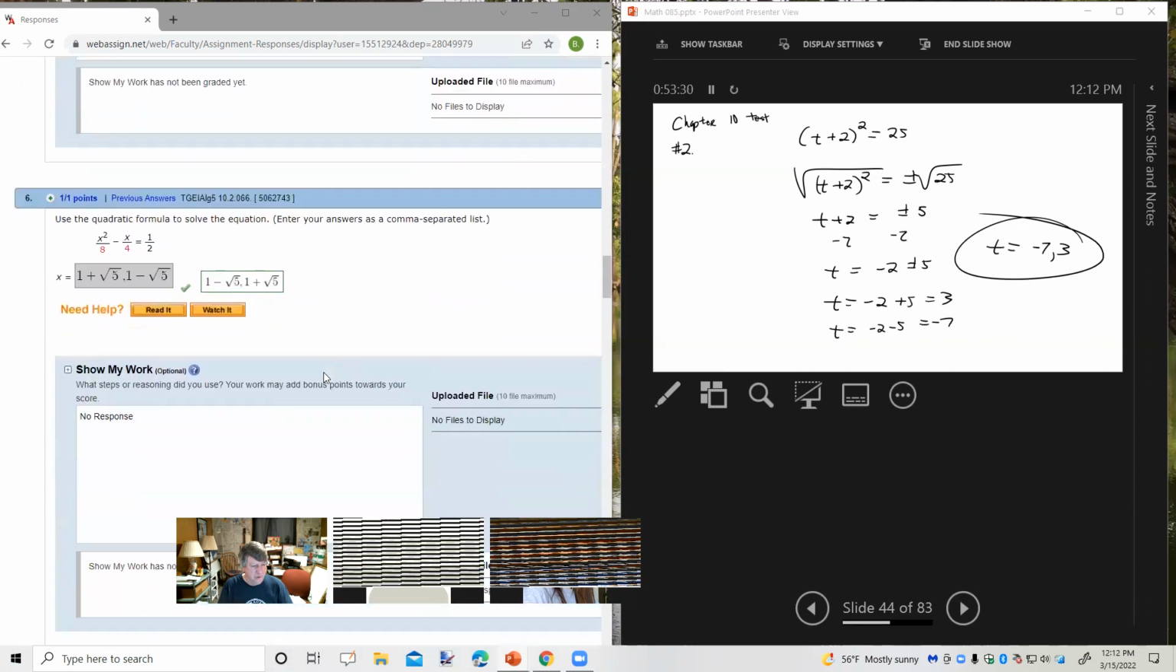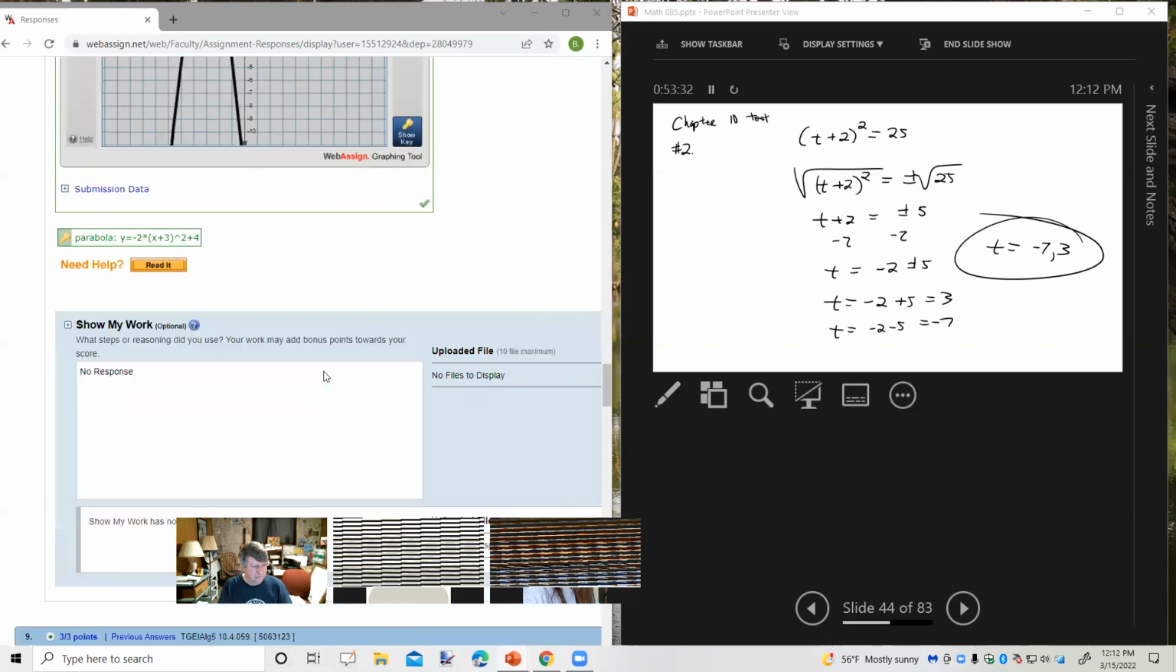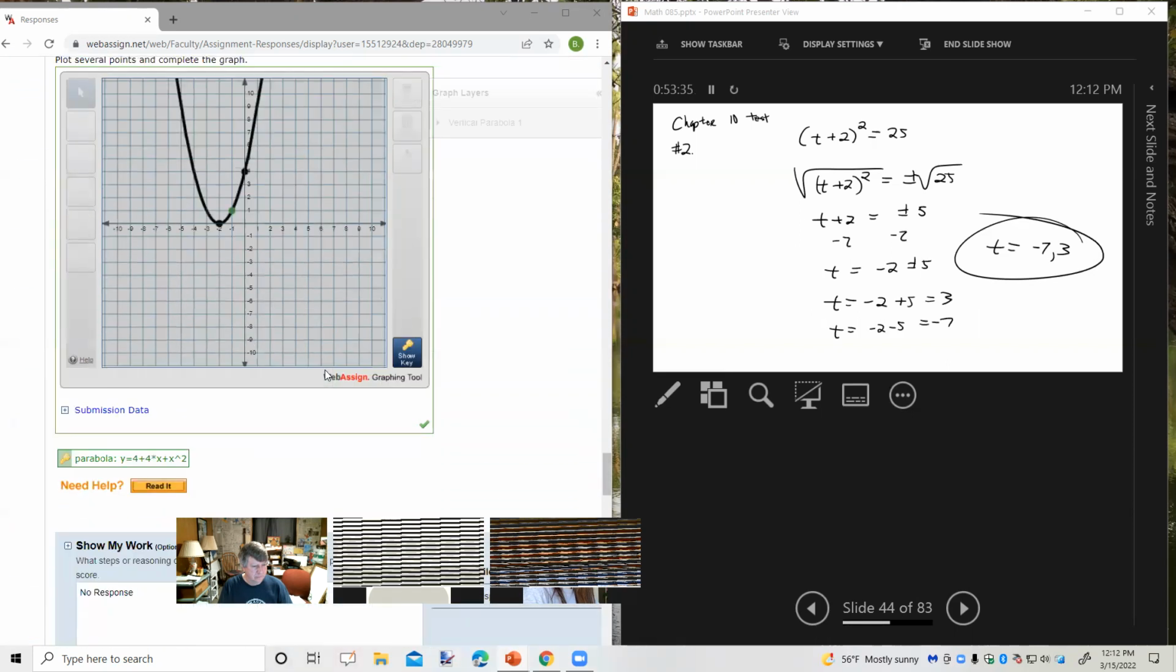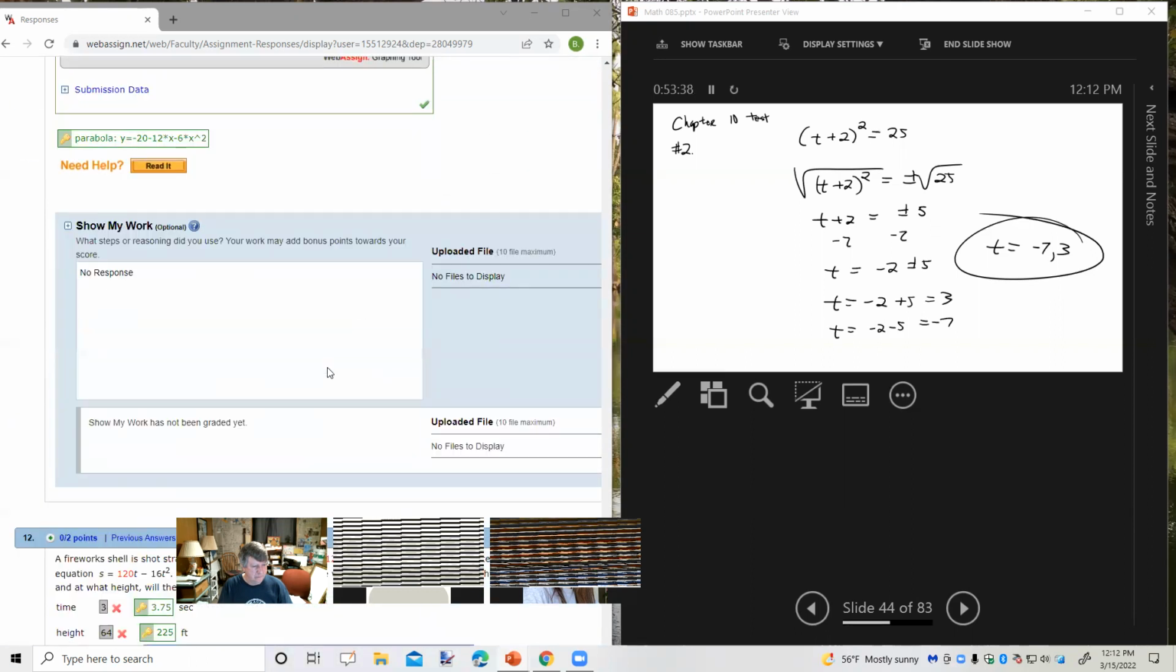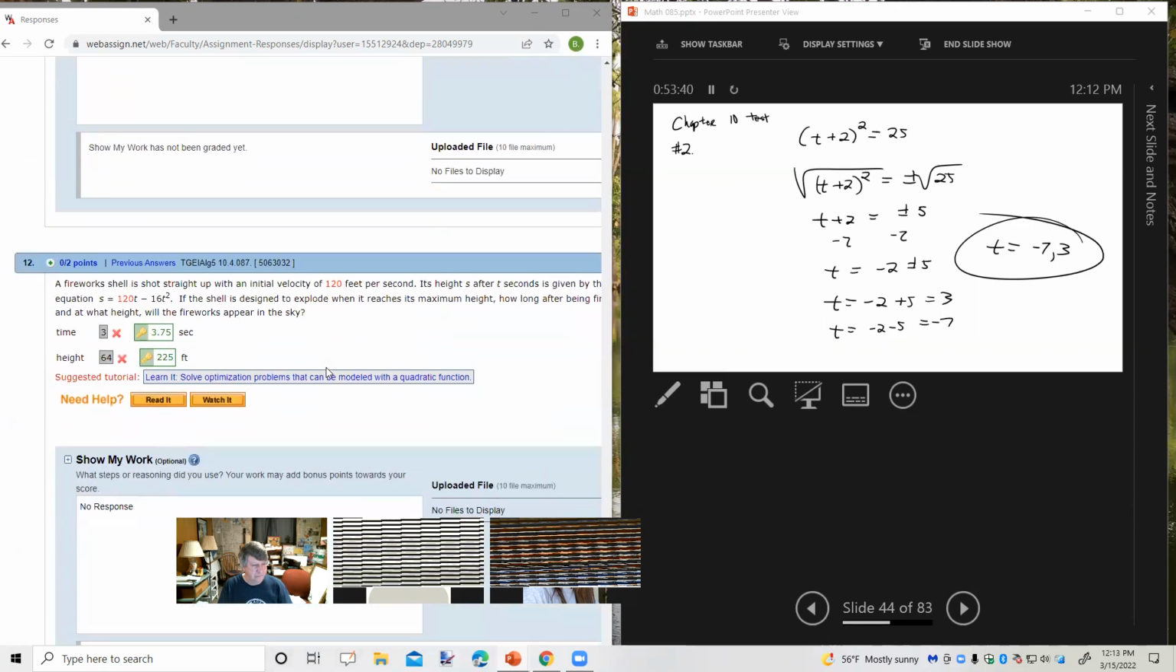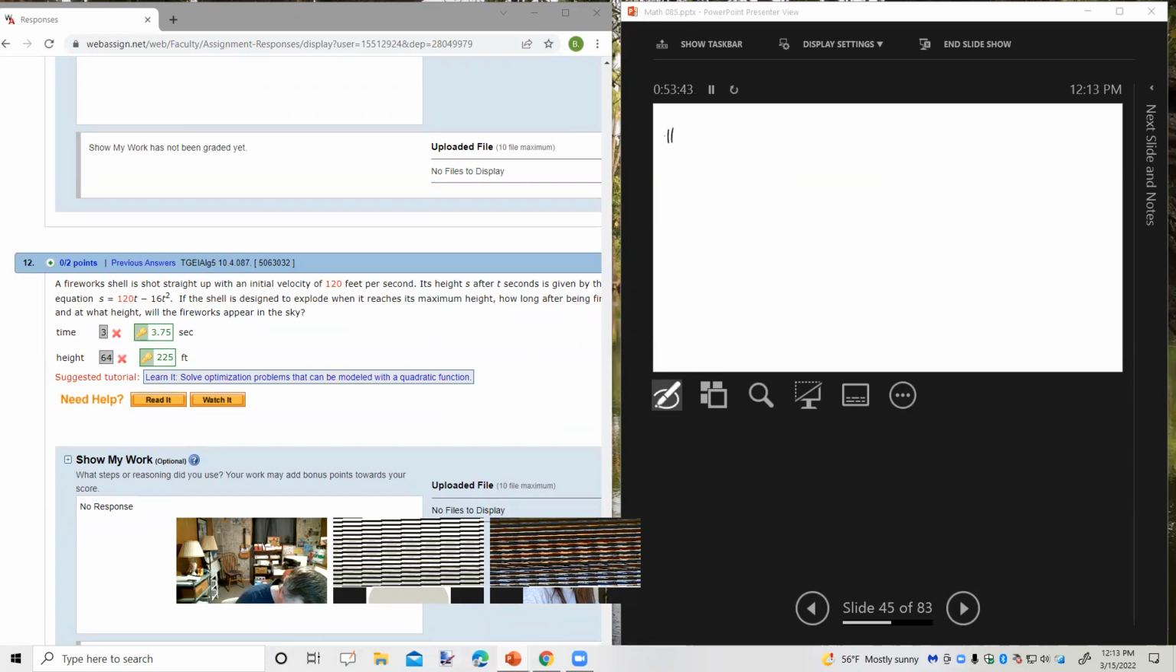And then 12. 12, okay. The fireworks shell is shot straight up with an initial velocity of 120 feet per second. Its height s after t seconds is given by the equation s equals 120t minus 16t squared. If the shell is designed to explode when it reaches its maximum height, how long after being fired and at what height will the fireworks appear in the sky?